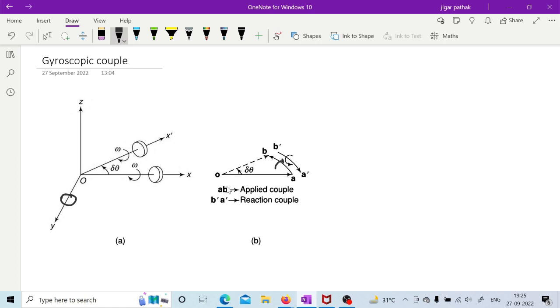Now how can you quantify this gyroscopic couple? For that, if you see, you have the change in angular velocity.